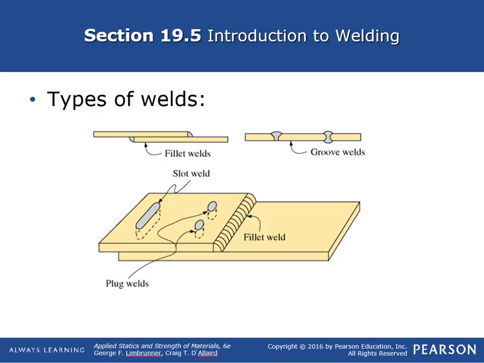Now let's talk about welding. So these are the types of welds we want to talk about. We're going to talk about groove welds and fillet welds. And then these are called plug welds, and these are called slot welds for joining materials. So those will be some of the terms that you need to know.